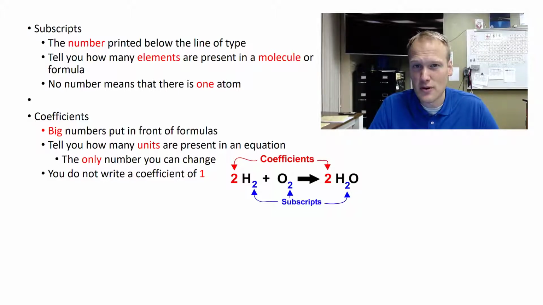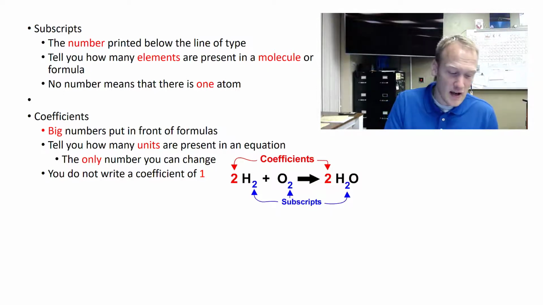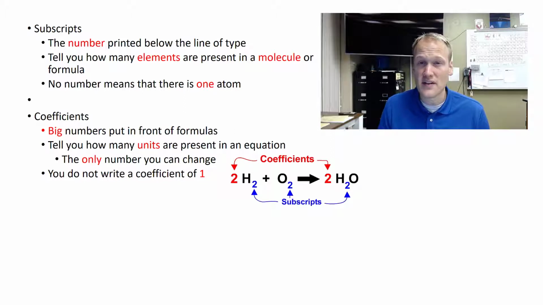So if we're going to learn how to balance chemical equations, we need to identify some of the parts of that chemical equation. Some of these we already know. Subscripts are a number printed below the line of a chemical in order to tell us how many atoms of a specific element we have.